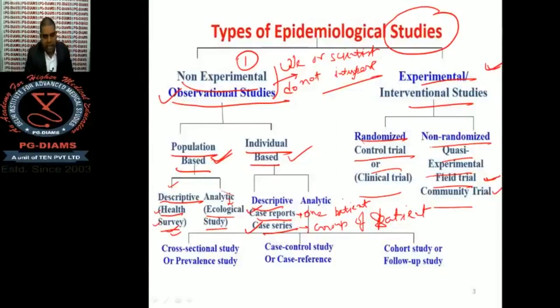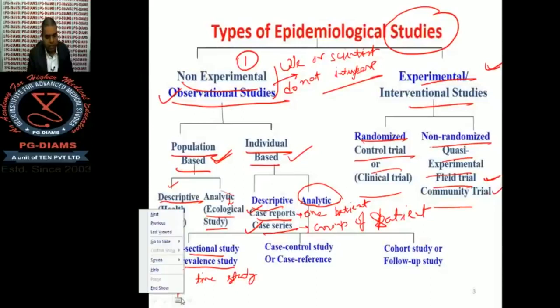What does analytical mean? Analytic means when we are trying to analyze the cause, when we are trying to find out why this disease happened or why this characteristic is present in this individual, then that will be an analytical study. And analytical study is of three types: cross-sectional study, which is known as prevalence study. It is also known as one-time study.